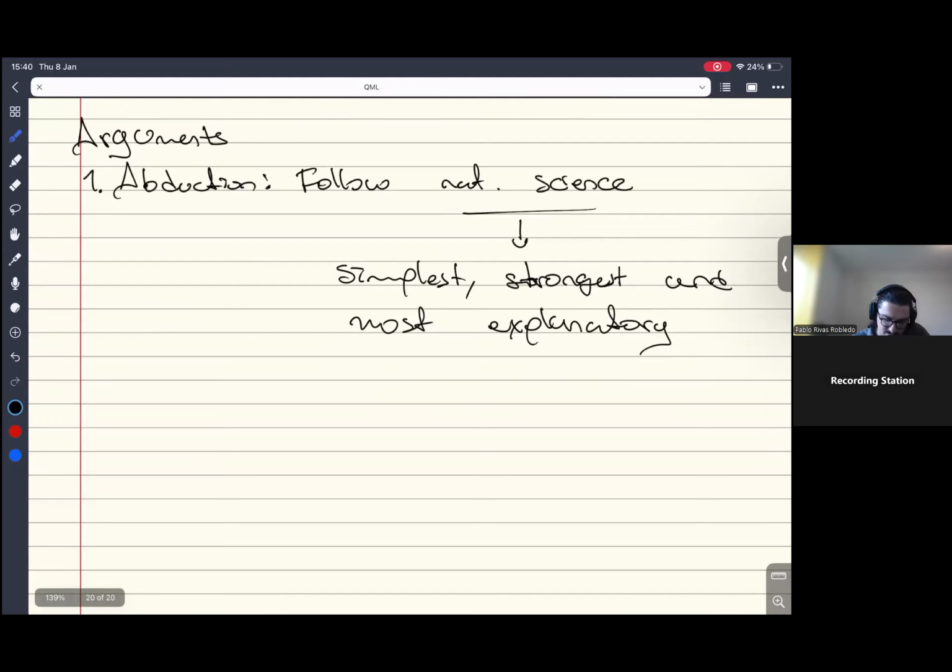What does this mean, very quickly? If something is simple, it needs very little resources to do what it's supposed to do. If it is the strongest, in this sense, it can do the most. And the most explanatory is that it is able to explain the phenomena in the best way possible. And here we're concerned with the interplay between quantifiers and modalities. So when it comes to strongest, well, it's S5.